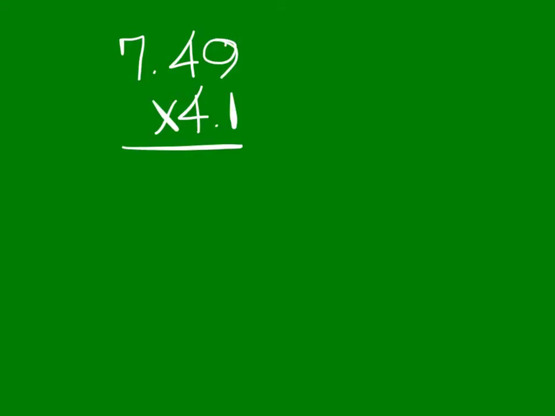Example number 3. The problem is 7.49 times 4.1. What is the first thing that I have to do on this problem? What 2 things do I multiply first? 9 times 1 and I get 9. What's the next thing I have to do? 4 times 1, and what's the next thing? 7 times 1. So that part's easy when you have a 1 there. What's the next thing that I write? 0. Where do I put it? Under the 9.